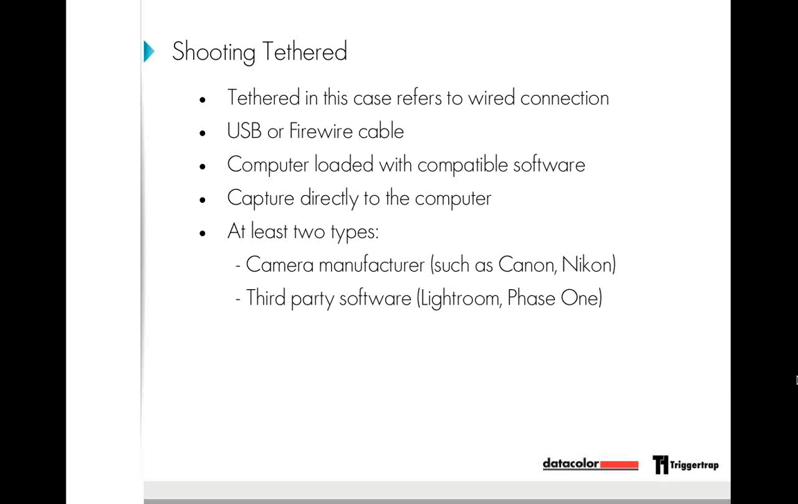Sometimes the software is pretty pricey. The Nikon software is about $180. There's third-party software. Lightroom offers this as a no-cost add-on, if you will, that works quite well. It's quite easy to use, which I'll show you in a moment. Phase One Capture One is an excellent program, although it's a little pricey. I recommend it to people all the time.